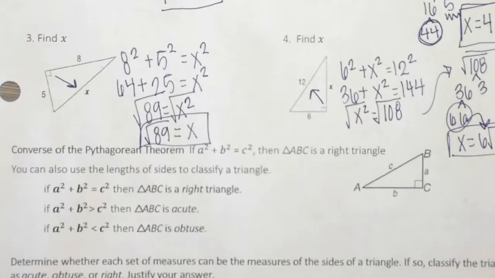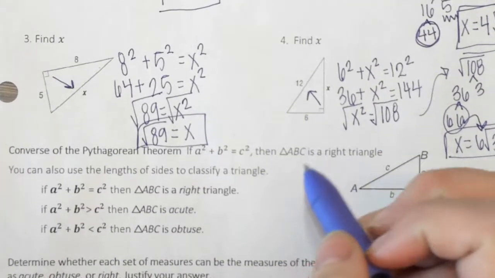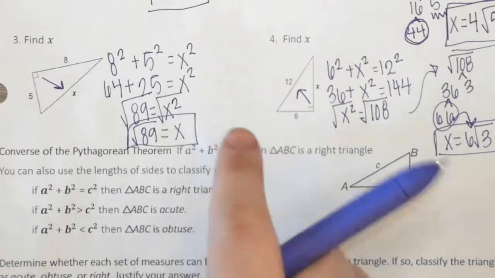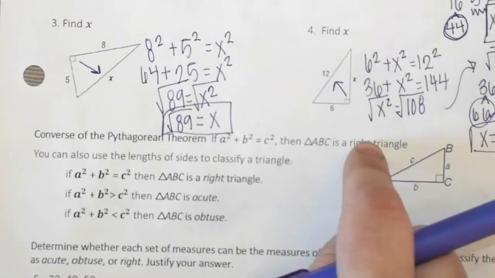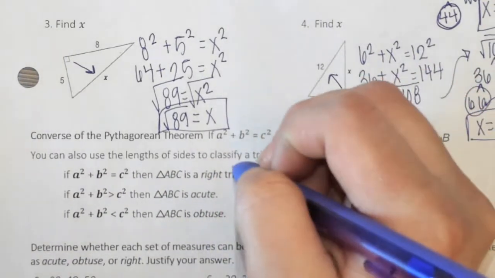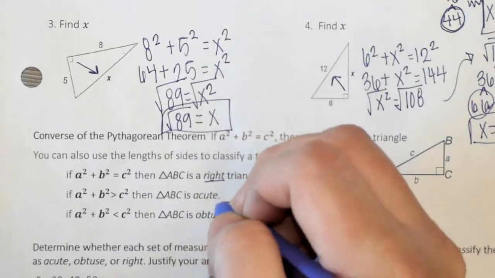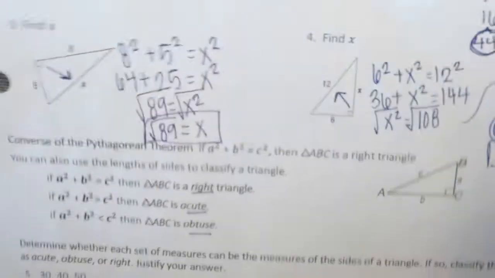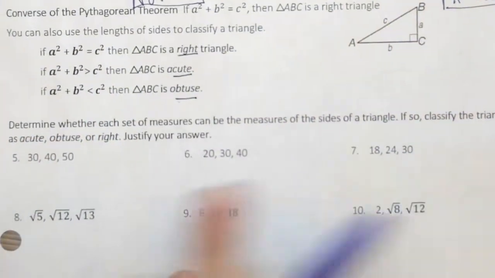Now, the converse of Pythagorean theorem also holds true. If it's a right triangle, then this works. However, it's opposite: if a squared plus b squared equals c squared, then it's a right triangle. So we can use Pythagorean theorem to determine if 3 sides make a right triangle, an acute triangle, or an obtuse triangle. So what we have to do here is there's 3 sides in each one of these.